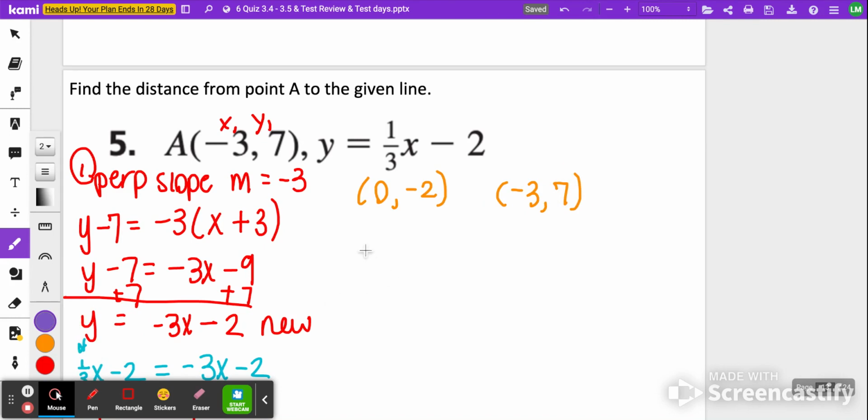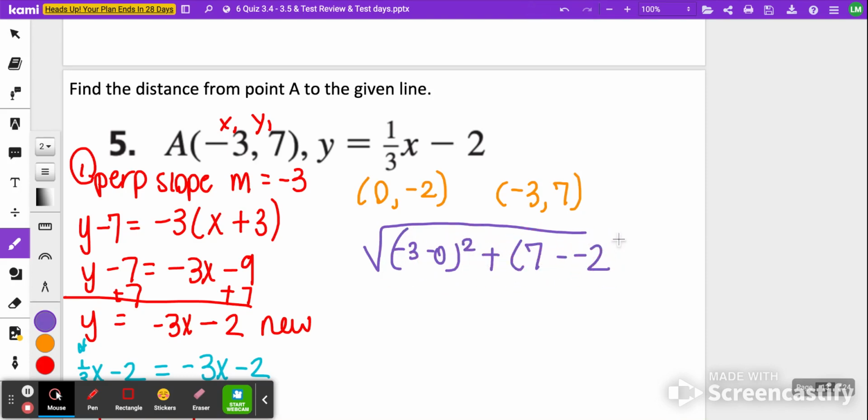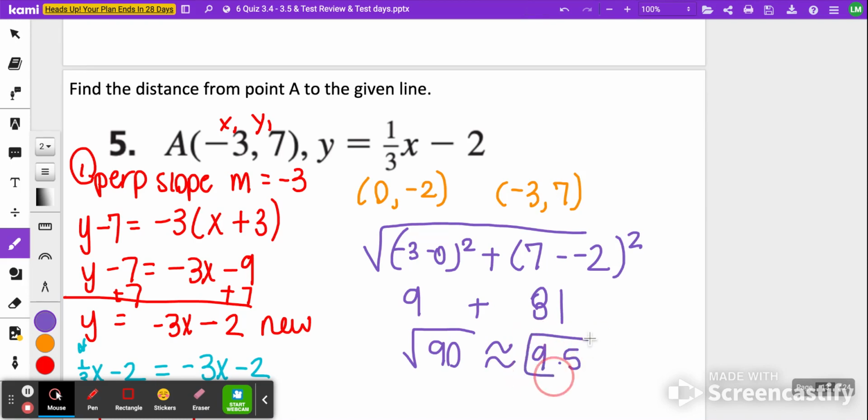Now let's find the distance. x2 minus x1, that's negative 3 minus 0 squared plus 7 minus negative 2 squared. Negative 3 minus 0 is negative 3, and squaring that gives you 9. And then 7 minus negative 2 is 9. 9 squared is 81. Then I'm going to add those together. I get 90. So we're finding the square root of 90, which is about, rounded to the nearest tenth, 9.5 units.